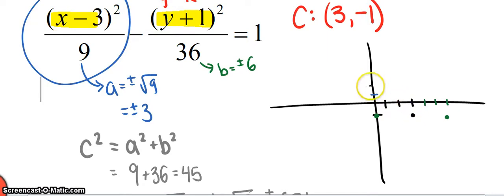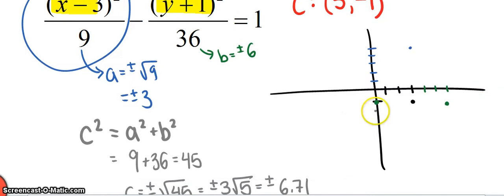So let's see, this is 1, 2, 3, 4, 5, 6 units away. Here's our b distance, and another 6 units away in the opposite direction. 1, 2, 3, 4, 5, 6. Hopefully you're graphing this on your own paper as well while I'm counting here. Okay, so if this was an ellipse, we would connect the dots like so, and you'd have an ellipse, it'd be great.